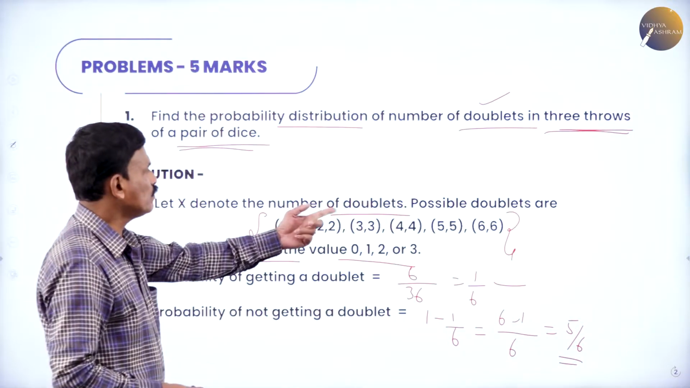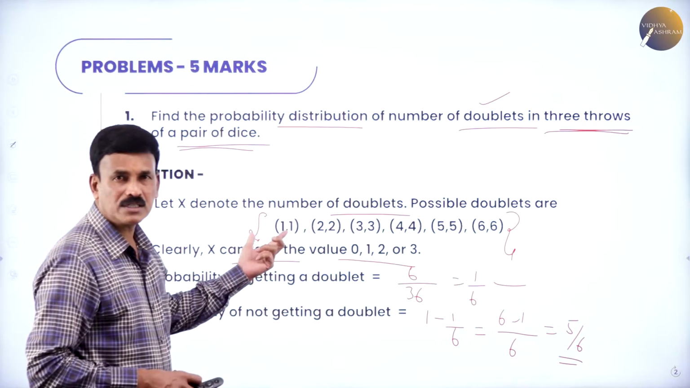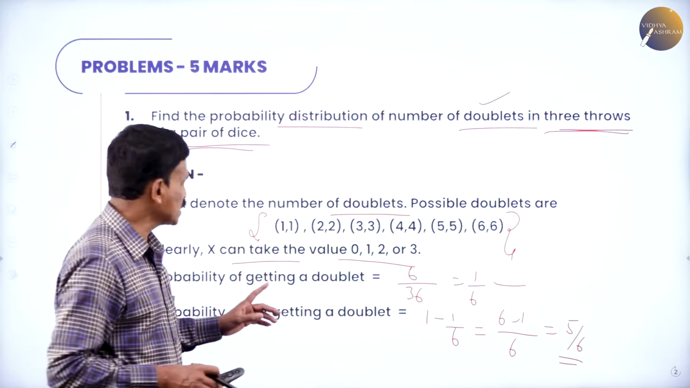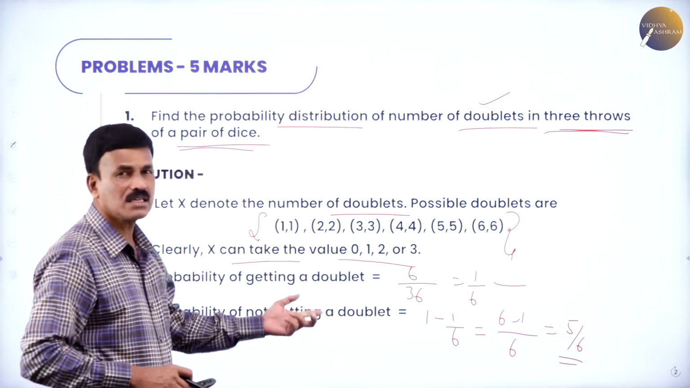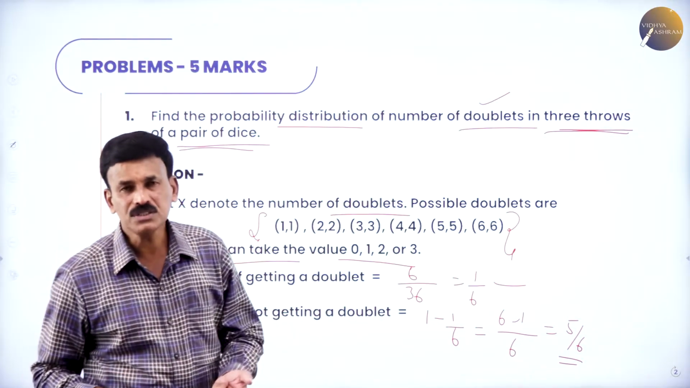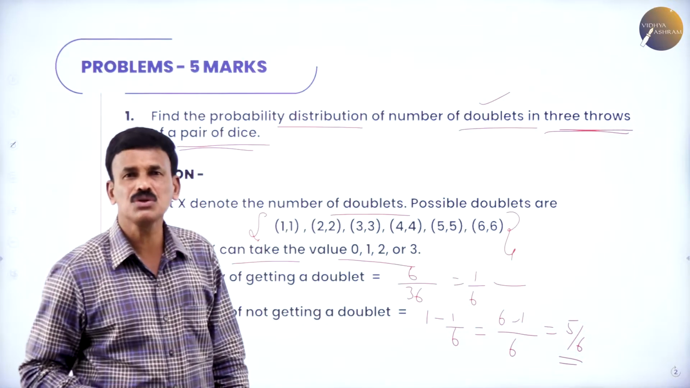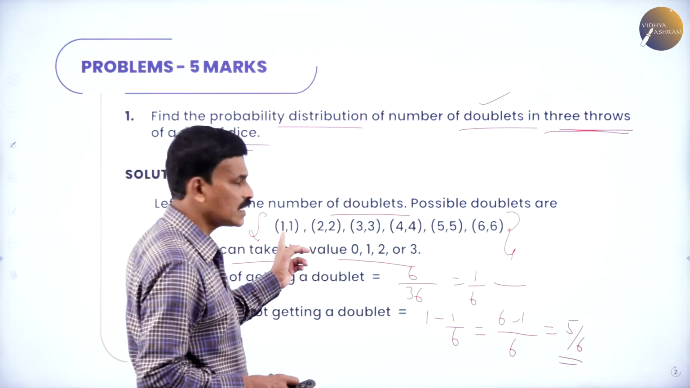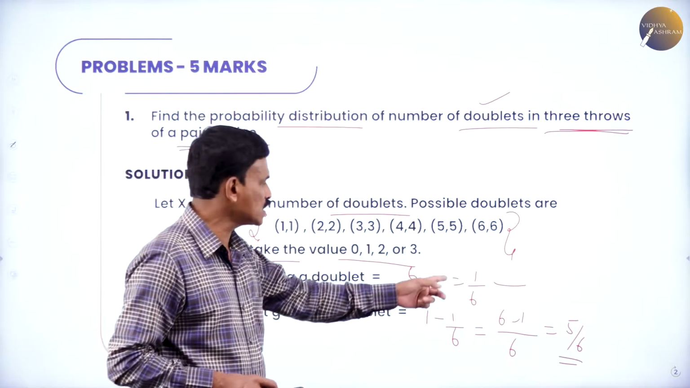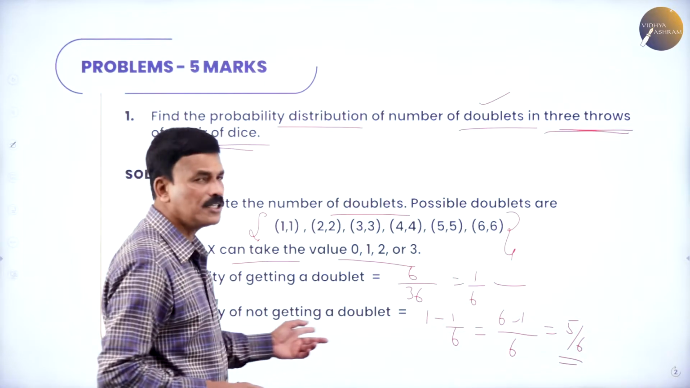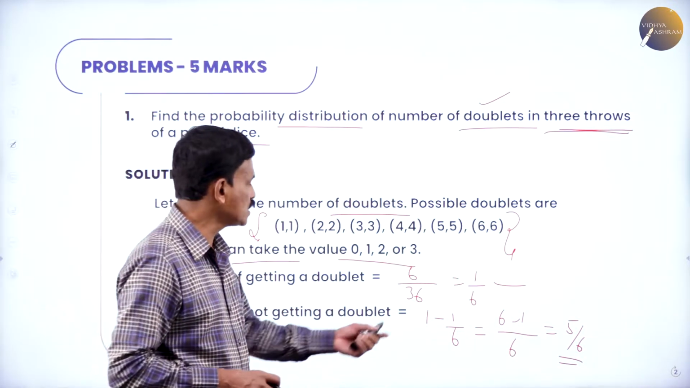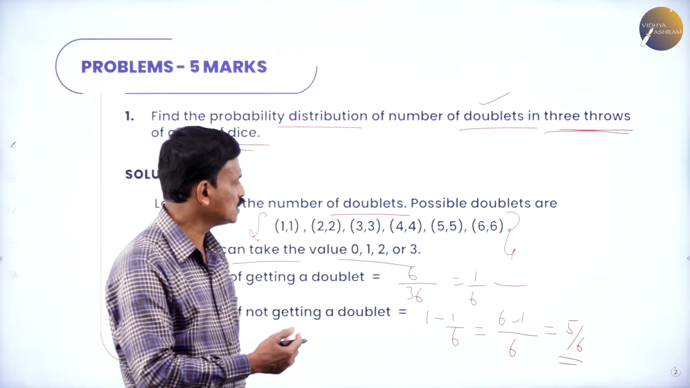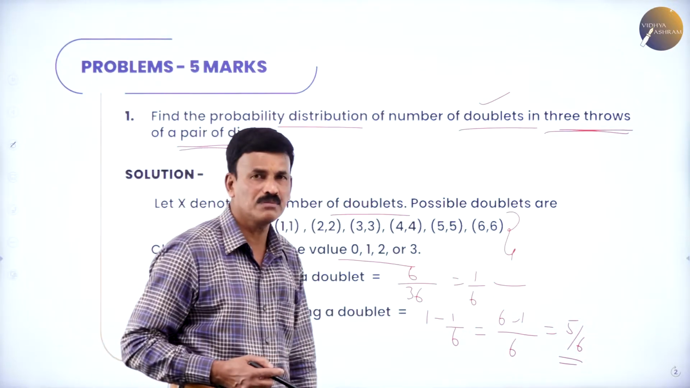Let x denote the number of doublets. The possible doublets are 1,1, 2,2, 3,3, 4,4, 5,5 and 6,6. Clearly x can take the values 0, 1, 2 or 3. The probability of getting a doublet: there are 6 events, 6 divided by 36, that's equal to 1 by 6. And the probability of not getting a doublet is 1 minus 1 by 6, that is 6 minus 1 by 6, which is equal to 5 by 6.